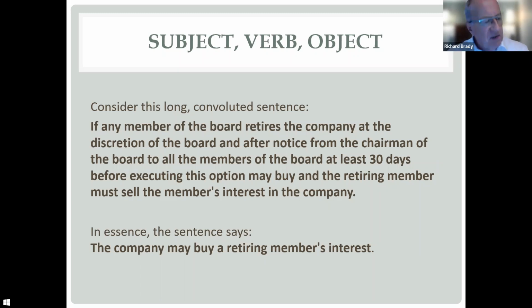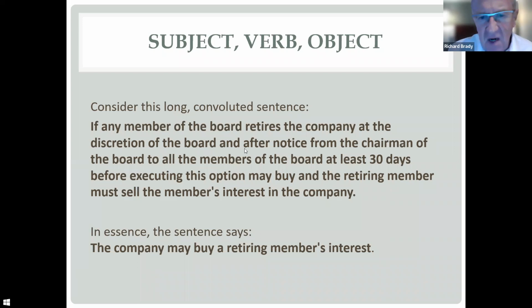The way it works is we use the first sentence of the paragraph, or the first part of a sentence, to tell the reader what is going on. Then we use the rest of the sentences in the paragraph to expand upon the information in the topic sentence, the first sentence. So when you look at this lengthy text, in essence, what it's really saying is the company may buy a retiring member's interest. And all the rest of it is how we go about it.